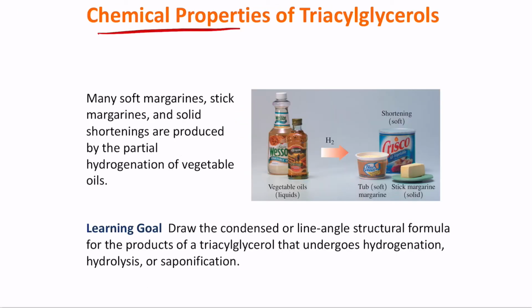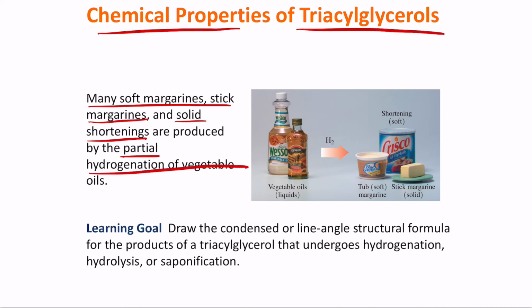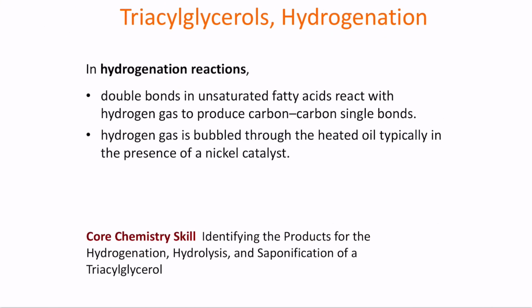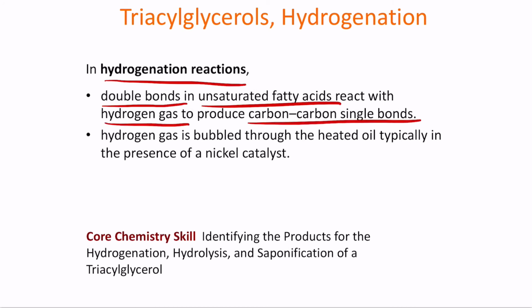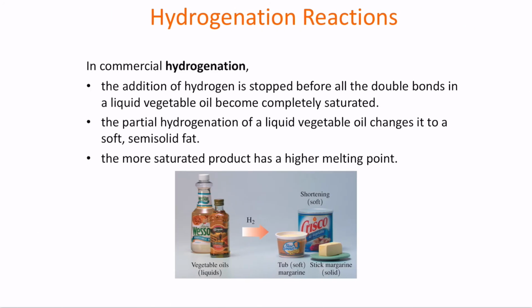Next, let's talk about the chemical properties of triacylglycerols. Many soft margarines, stick margarines, and solid shortenings are generally produced by partial hydrogenation of vegetable oils. So we take vegetable oils and do partial hydrogenation, which creates the margarine, generally used as a replacement for butter sometimes. In hydrogenation reactions, the double bonds in unsaturated fatty acids react with hydrogen gas to produce carbon-carbon single bonds, and the hydrogen gas is bubbled up through heated oil, typically in the presence of a nickel catalyst. So this is the process of hydrogenation.